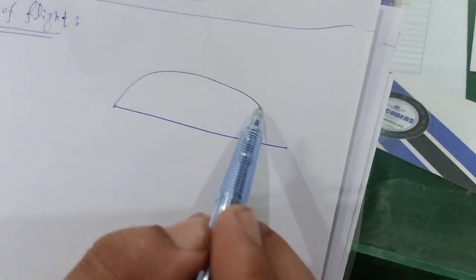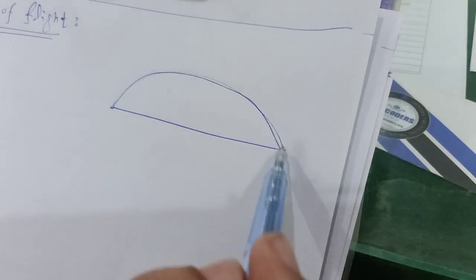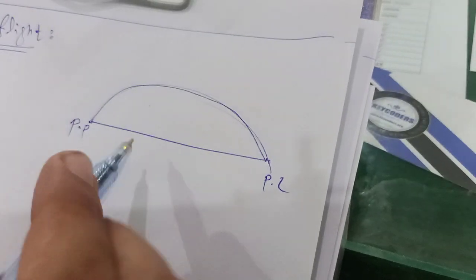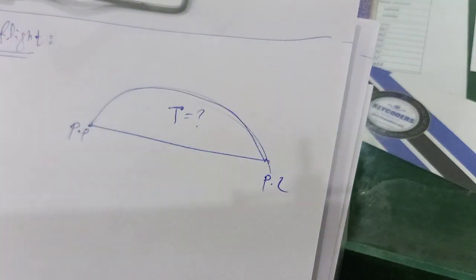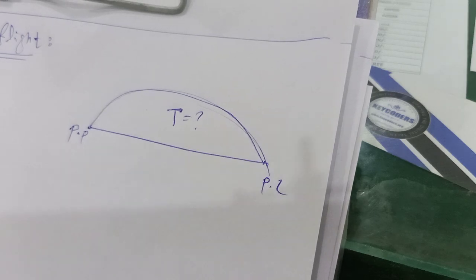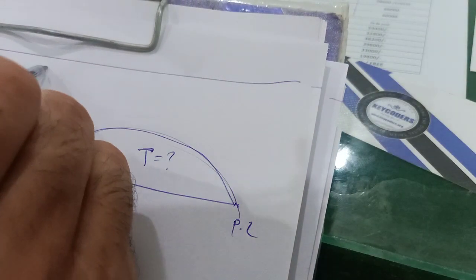Now what is time of flight? By time of flight we mean the time required for projectile for its whole journey. Time of flight means the time required for projectile to reach from the point of projection to the point of landing. How much time it will take to reach from the point of projection to the point of landing, that is called the time of flight. What will be the value of time of flight? We can find out this value if we derive a formula for finding the time of flight. Now first of all, let me define the time of flight.